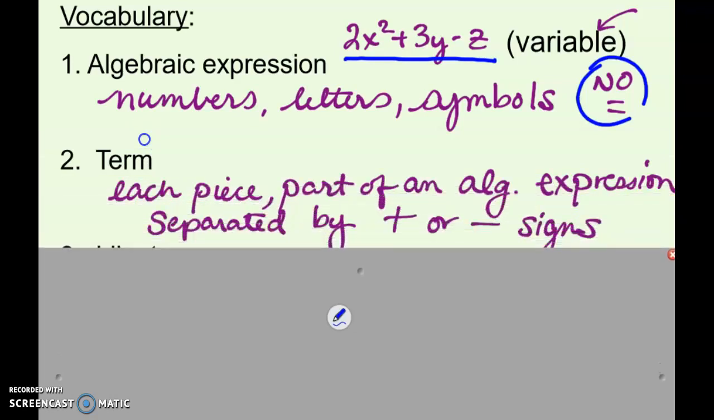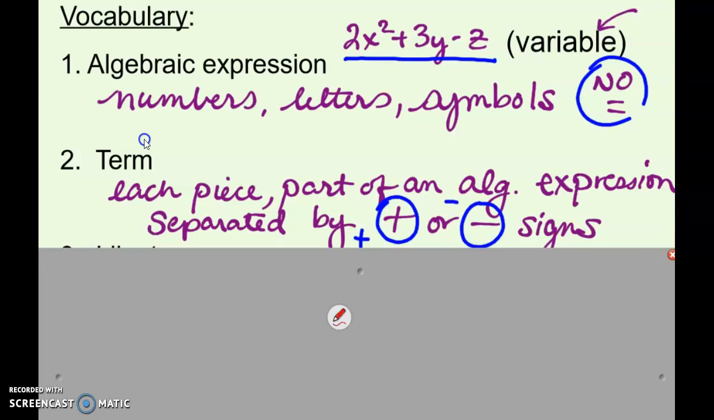Second vocab, terms. So an algebraic expression can be broken down into terms. The terms are each piece or each part of the algebraic expression, okay? They're the different pieces separated by either the plus or the minus sign, okay? And we're going to talk about how those plus and minus signs are also positive and negative signs. But in between all of those plus and minus signs are your different terms, okay?